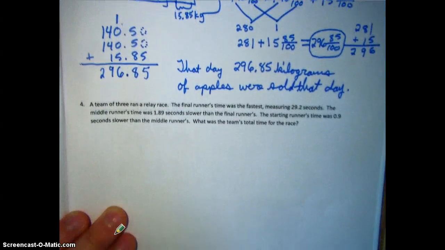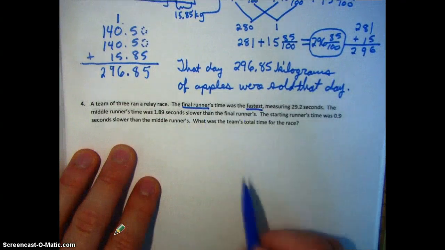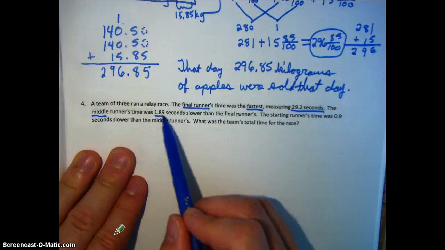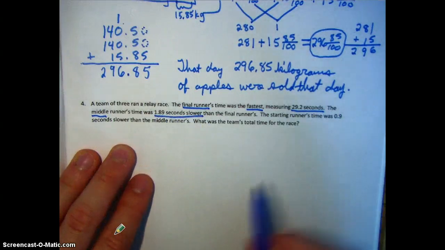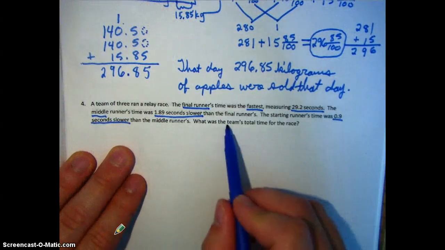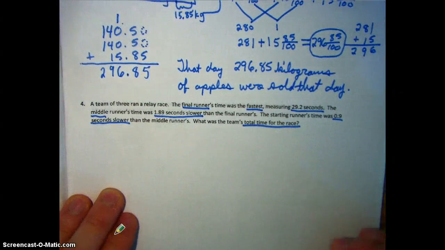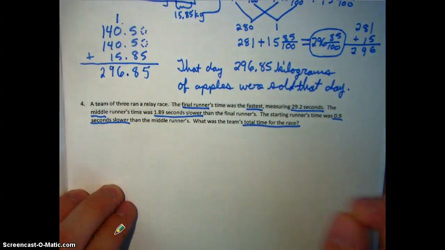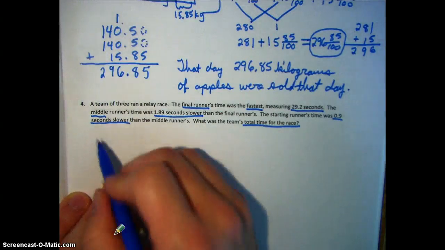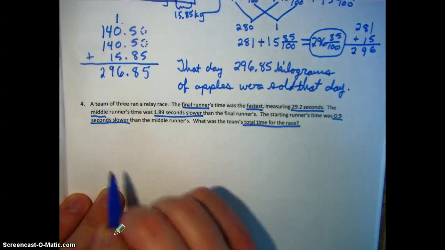We have a team of 3 ran a relay race. Okay. Now, the final runner's time was the fastest, measuring 29 and 2 tenths seconds. The middle runner's time was 1 and 89 hundredths seconds slower than the final runner's. Starting runner's time was 9 tenths seconds slower than the middle runner's. What was the team's total time for the race? What we need to be careful of with this one is time. Okay, when we measure with time, if something is fast, that means we get a smaller number because they're doing it in less time. So that's something to make sure we're understanding with our numbers here.